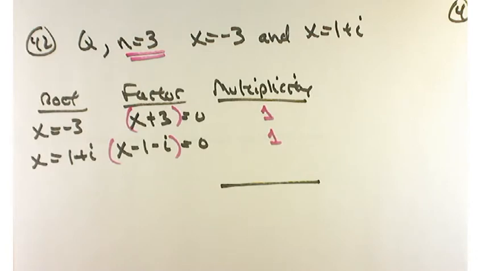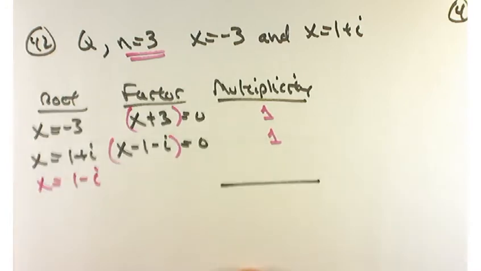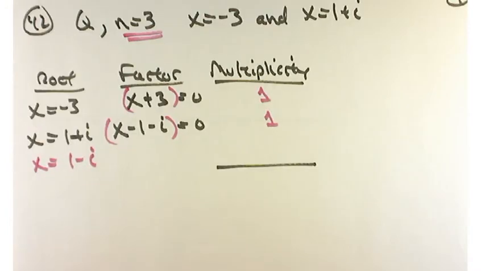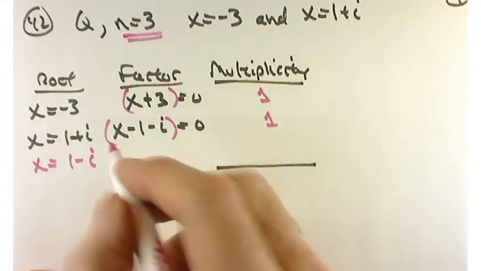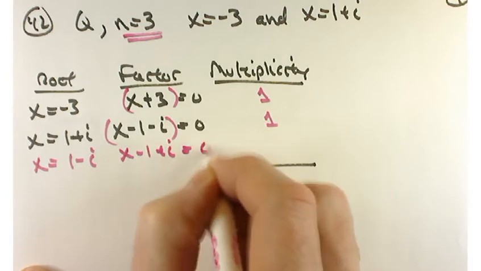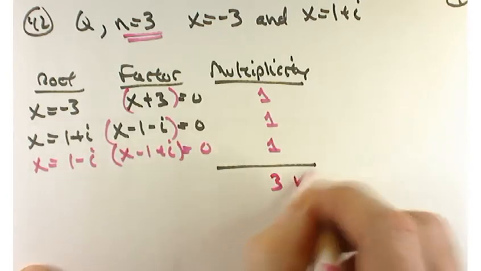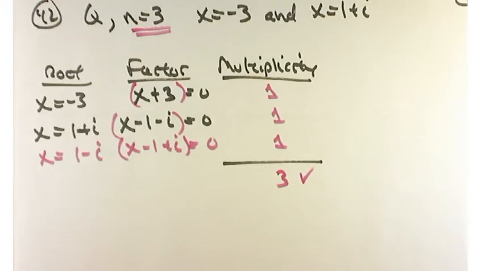What am I missing? The conjugate, right? So there'd be this one. This is more like the kind of problem I'm going to give you on an exam. 1 minus i. So I get x minus 1 plus i equals 0. That has multiplicity 1. And now this matches. My multiplicities add up to 3, and my degree is 3. So we're in good shape.